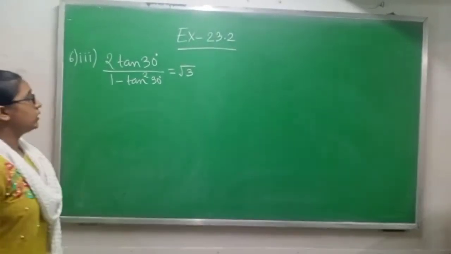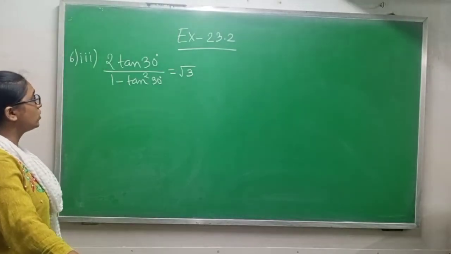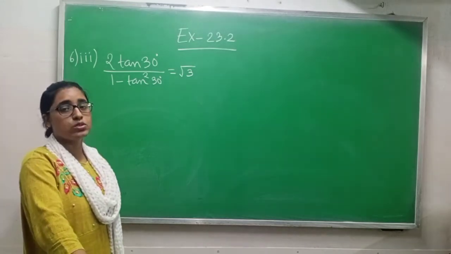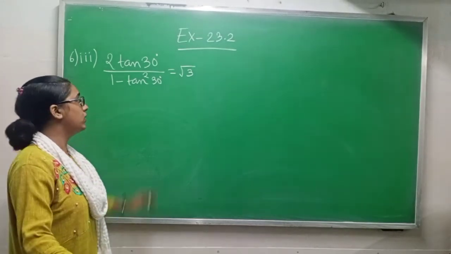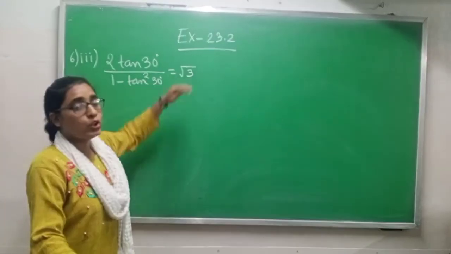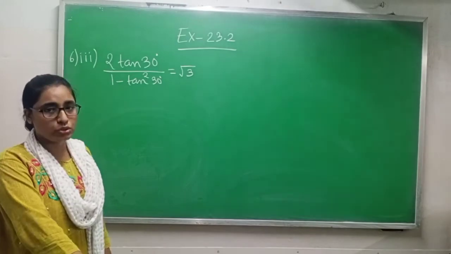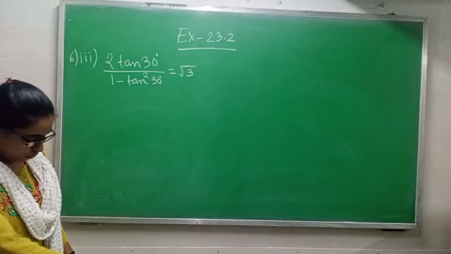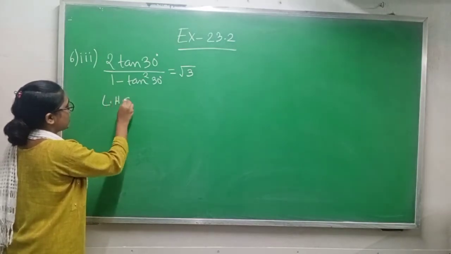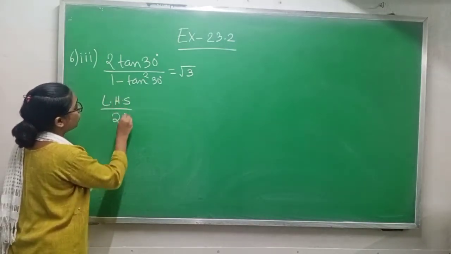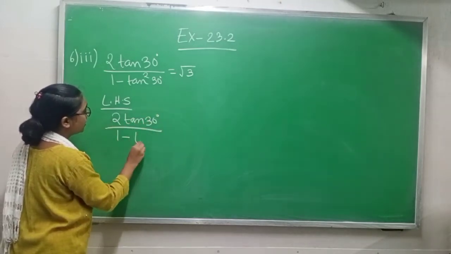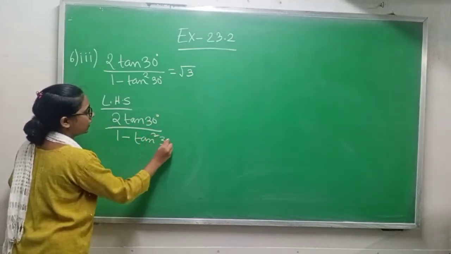So the 6.3 question is 2 tan 30 degree by 1 minus tan square 30 degree equals root 3. You have to prove that LHS equals RHS, meaning when you solve LHS, you must get root 3. If you get root 3, what will you write? LHS equals RHS. So first I will write LHS, then I will write 2 tan 30 degree by 1 minus tan square 30 degree.